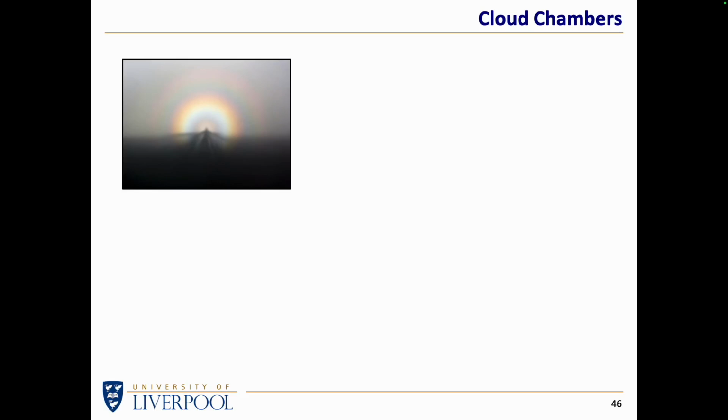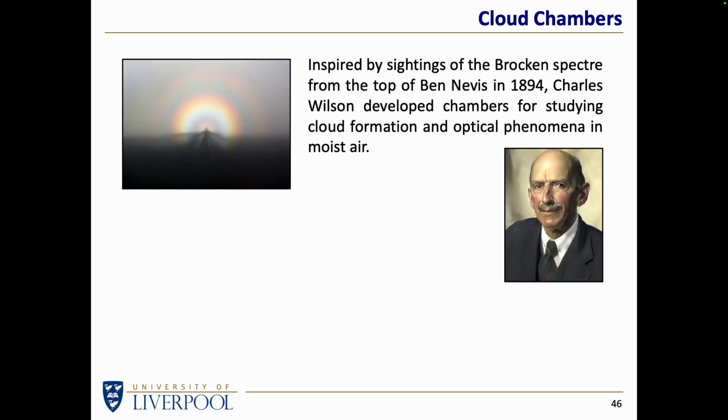Where did they start their lives? Well, Charles Wilson, back in 1894, the story goes, saw the Brocken spectre on top of a mountain. He was looking at his shadow from the top of Ben Nevis, and around his shadow he noticed some optical phenomena, some colored rainbow-type structures, some halos, some glories. He was quite interested in how you get particular optical phenomena resulting from light traveling through moisture-laden air, in other words, air with a lot of water vapor in it.